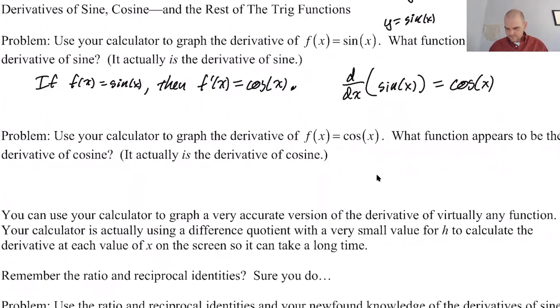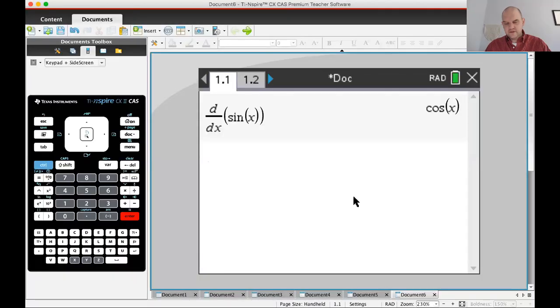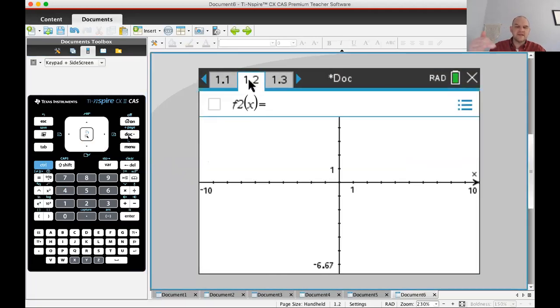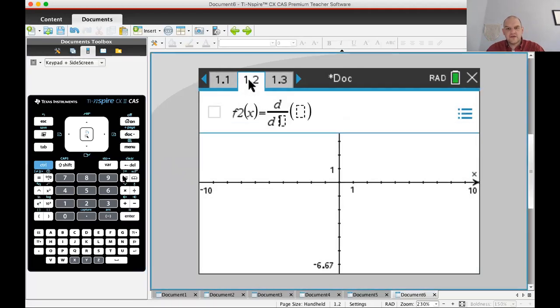All right, use your calculator. Back to the calculator. Hopefully it's not screwing up my whole video, but who knows? So I'm going to do the graph thing again, even though obviously we could just find the derivative, but it's not about that. It's about making connections, right? So the derivative with respect to x of cosine of x.